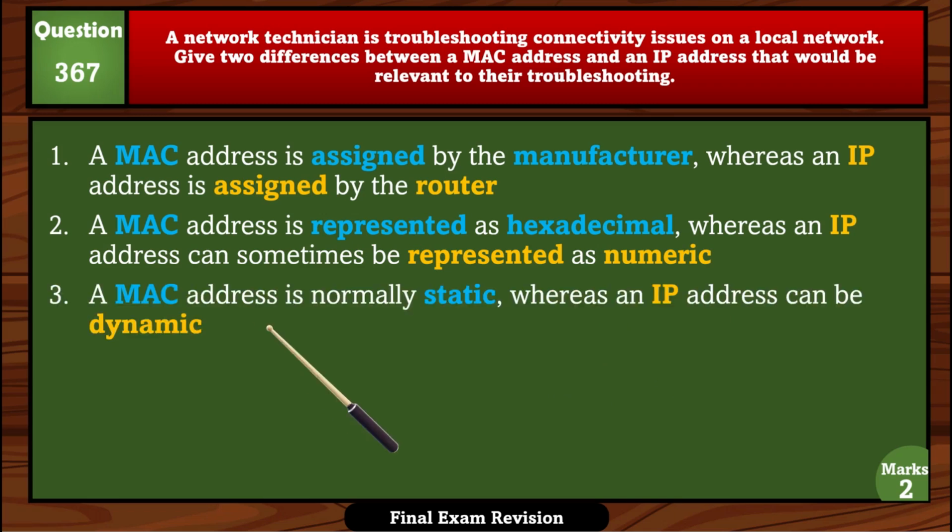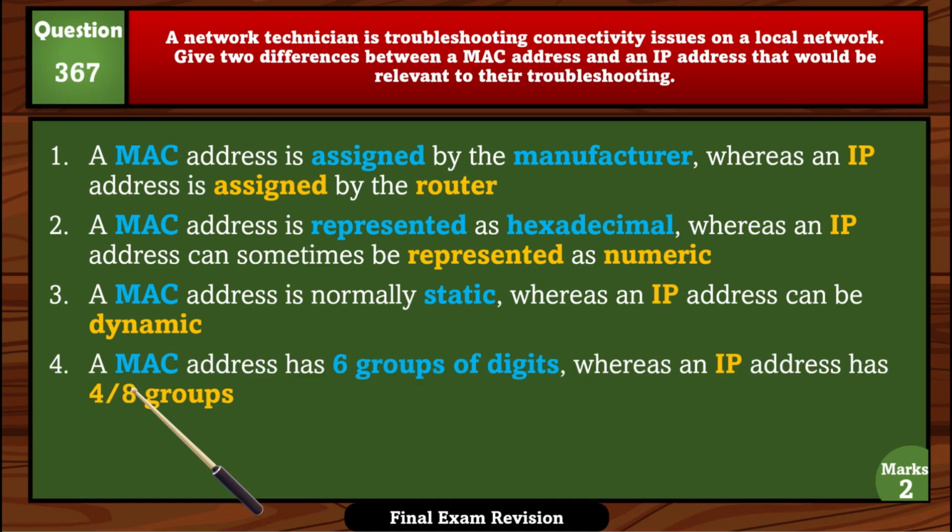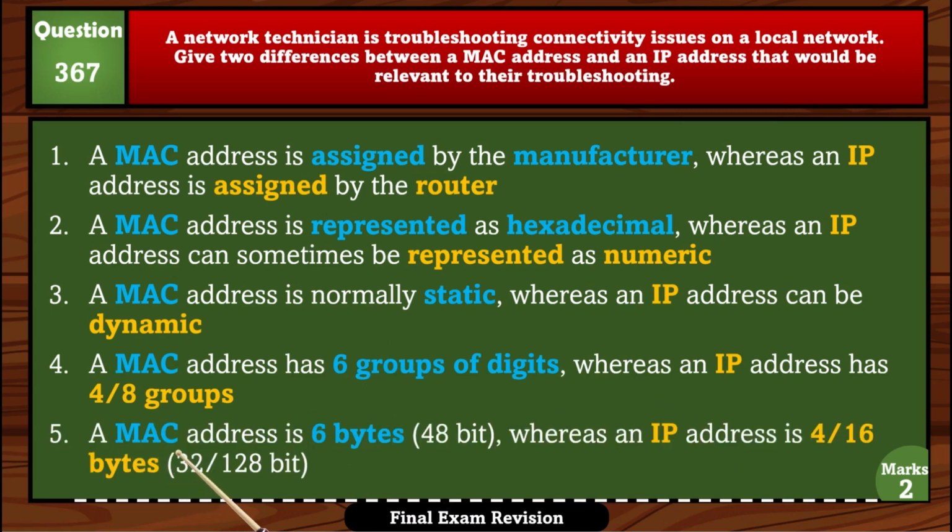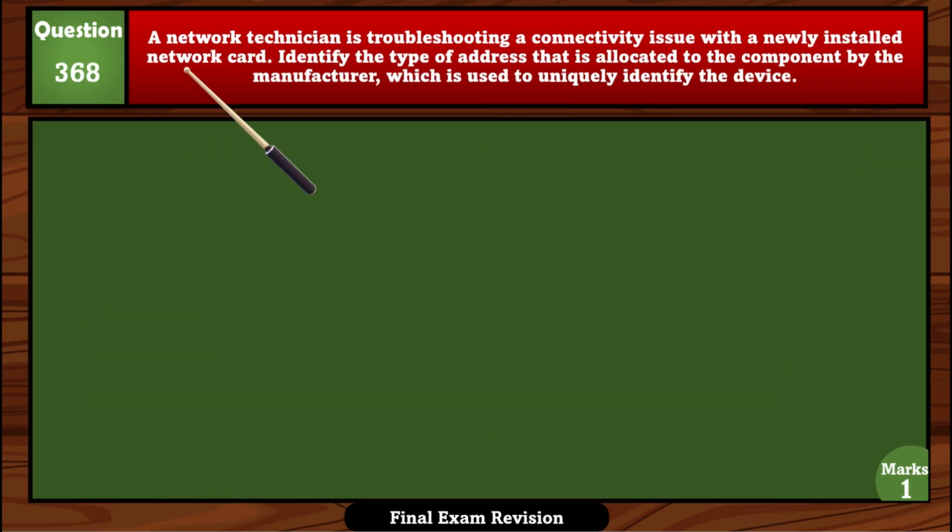Number three, a MAC address is normally static, whereas an IP address can be dynamic. Number four, a MAC address has 6 groups of digits, whereas an IP address has 4 or 8 groups. Number five, a MAC address is 6 bytes, 48 bits, whereas an IP address is 4 or 16 bytes, 32 or 128 bits. Question 368.